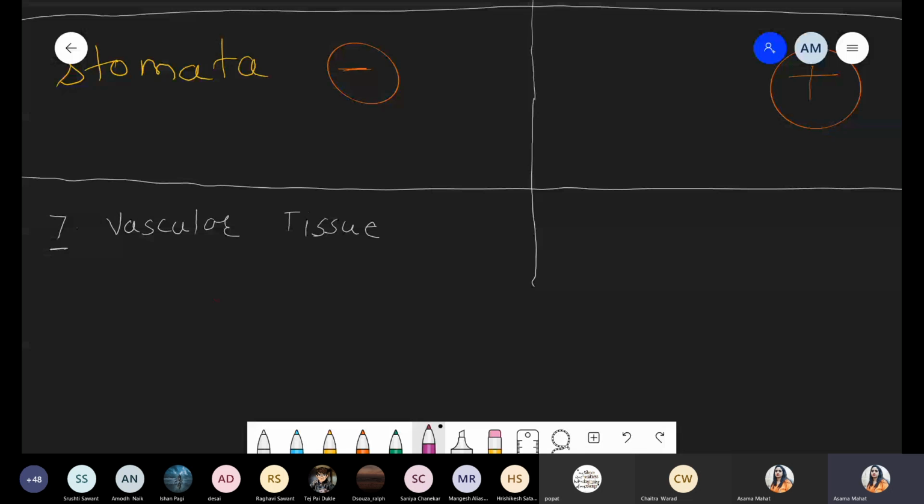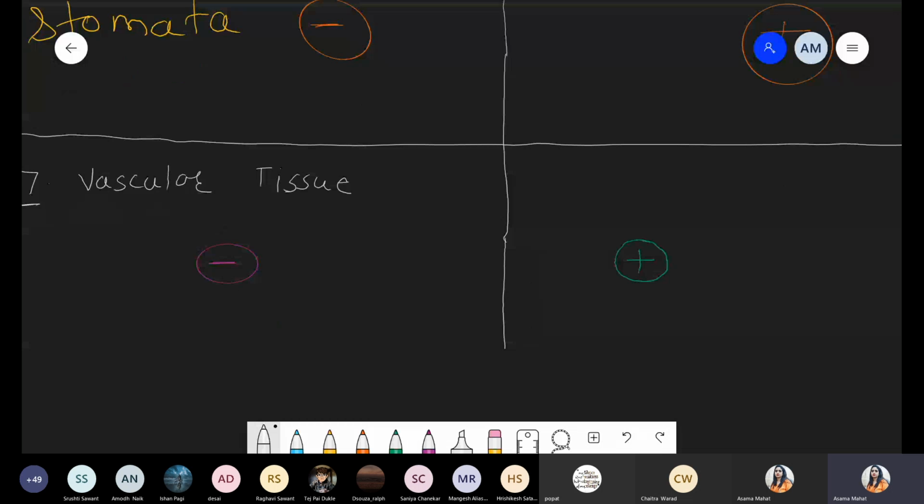So here it is totally absent. Sorry, just write absent. Vascular tissue is totally absent in liverworts. But in mosses, we have to discuss the exception case. Yes, here it is present. Vascular tissue is present, but now some exception case. See, the exception is: in Bryophyta, vascular tissue is totally absent, right? We discussed this point when we discussed the common characteristics.